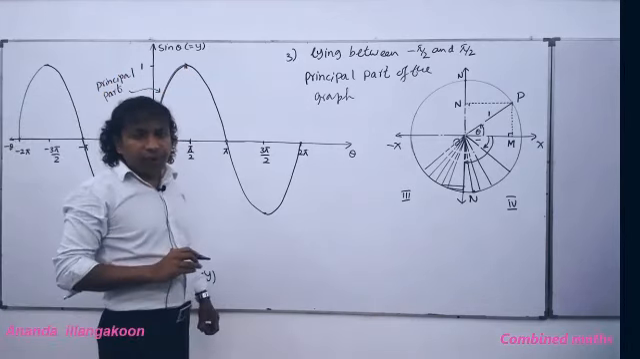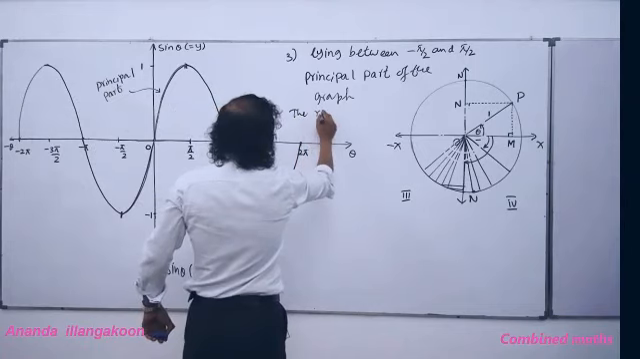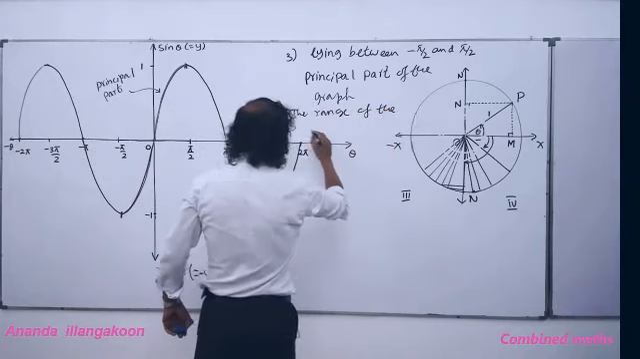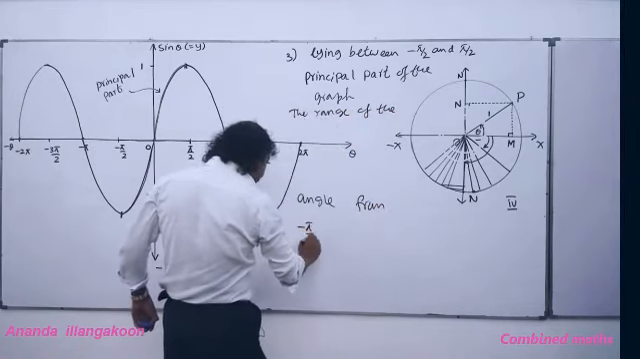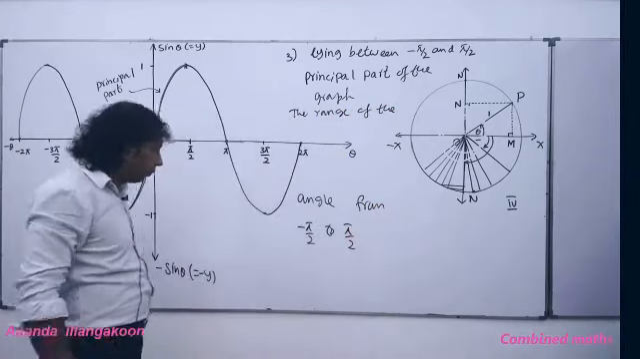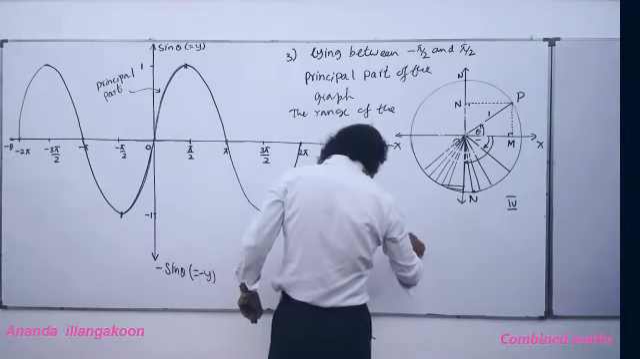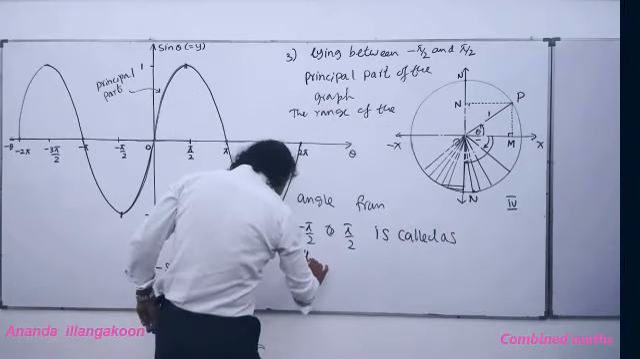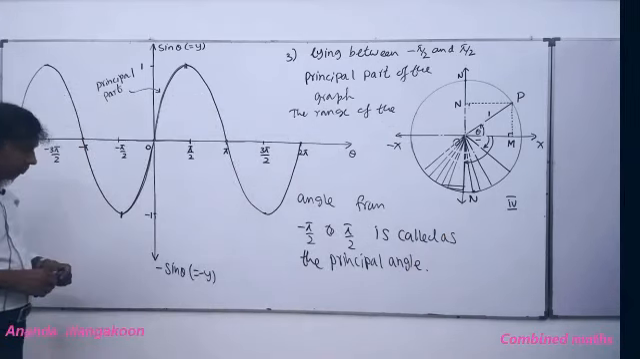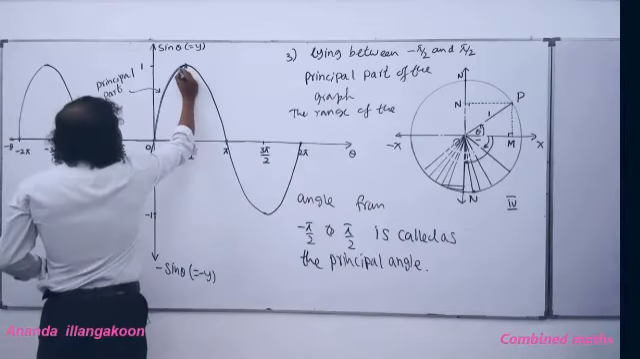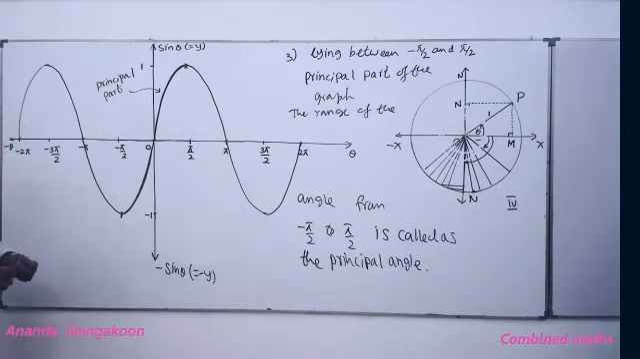Okay. Now write down another sentence there, people, to the same third one, under third one. The range of the angle from minus pi by 2 to plus pi by 2 is called the principal angle. The principal angle. Right, people? They are the properties, right?